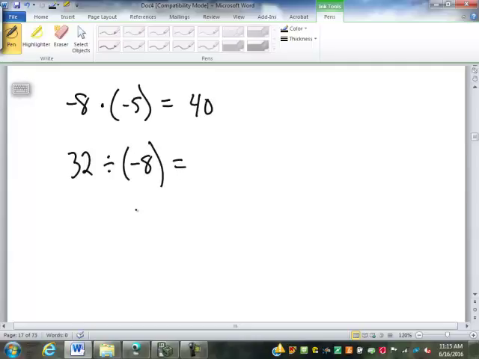Positive or negative? It's going to be negative, because we have a positive divided by a negative. It's going to be negative, and what is 32 divided by 8? -4. You got it. Perfect.